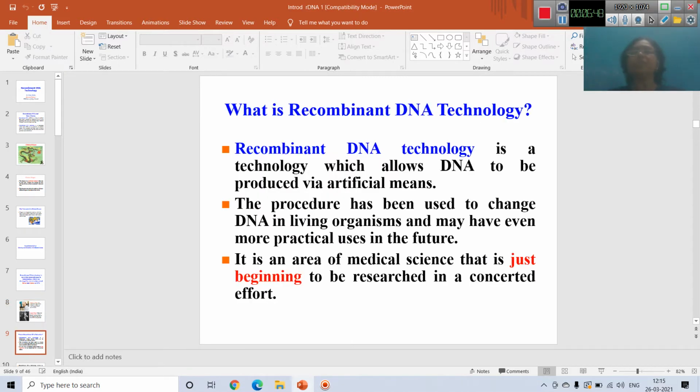So what is recombinant DNA now, or what is recombinant DNA technology?